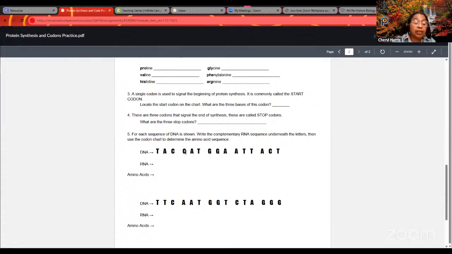All right. Second one is CAT. Nice cat. C complements G. So our messenger RNA has a G. A, again, on our messenger RNA is going to match up with U. And our T is going to match up with A. So we have GUA.